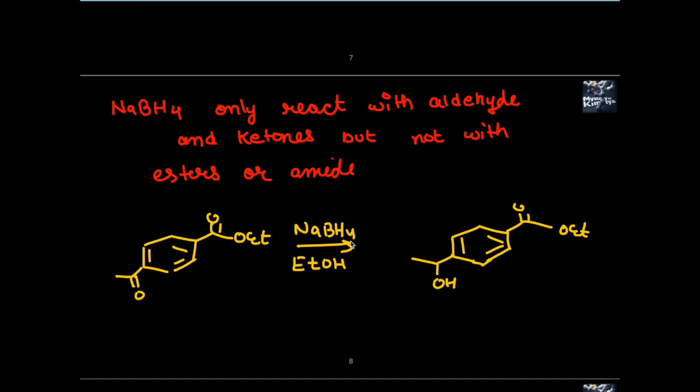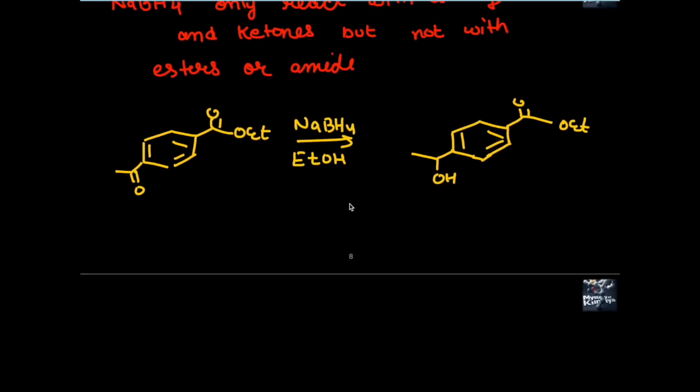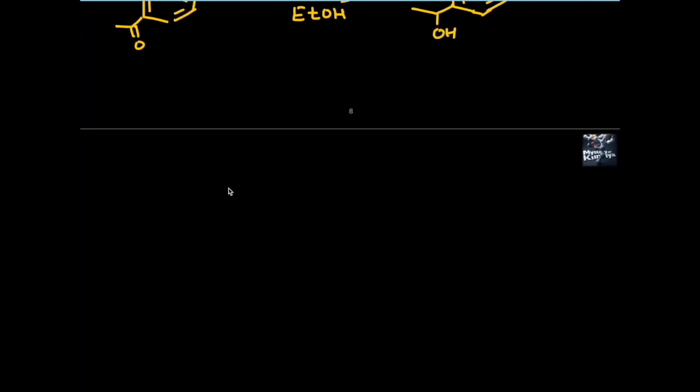But if we wanted to reduce this ester or amide group, we need to increase the reactivity of the reducing agent. So here we have another reducing agent, LiAlH4. It is a superb reducing agent. This is lithium aluminium hydride.